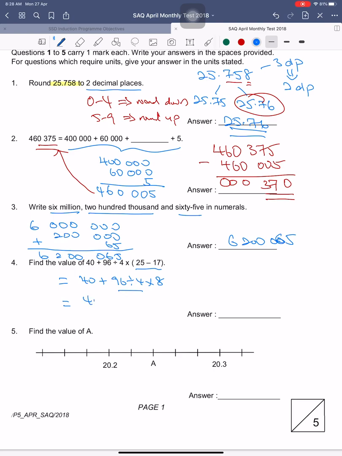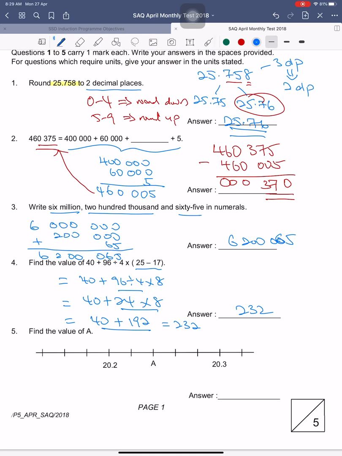I realize that some of you make mistakes for this. 96 divided by 4, so that is 24. Remember for this, calculators are not allowed. So now still apply rule number 2, multiplication first. So 24 times 8 is 192, and lastly 40 plus 192 is 232.